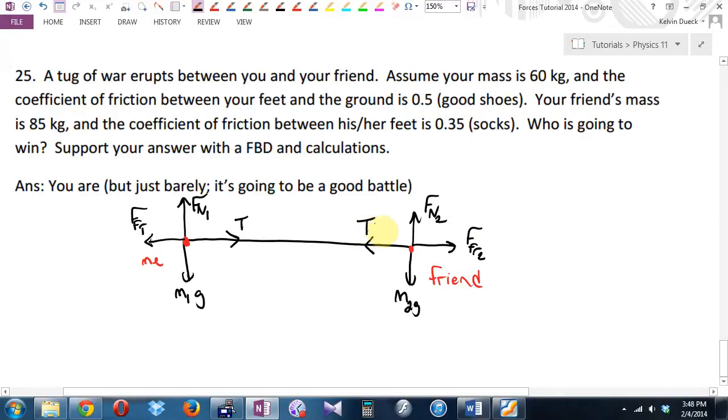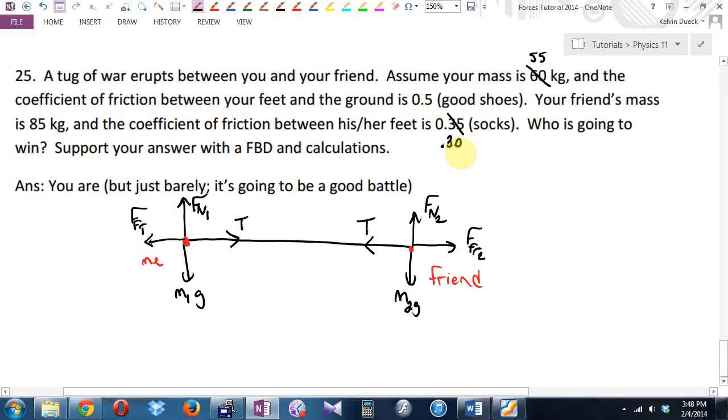Okay. Who's winning? I don't know. So I'm going to guess. I'll know I guessed wrong if when I solve for acceleration, I get a negative answer. So, you know what? Let's guess wrong on purpose. Let's change the numbers. Let's make me a little lighter. Let's make my friend, though, a little slipperier. Okay? Now I don't know what the correct answer is.